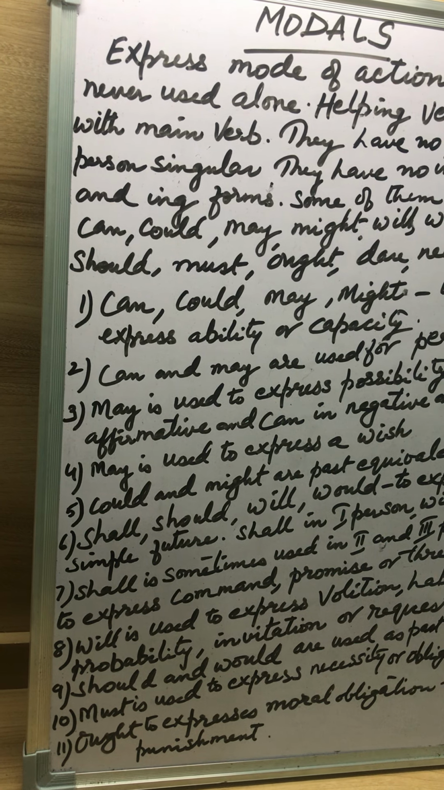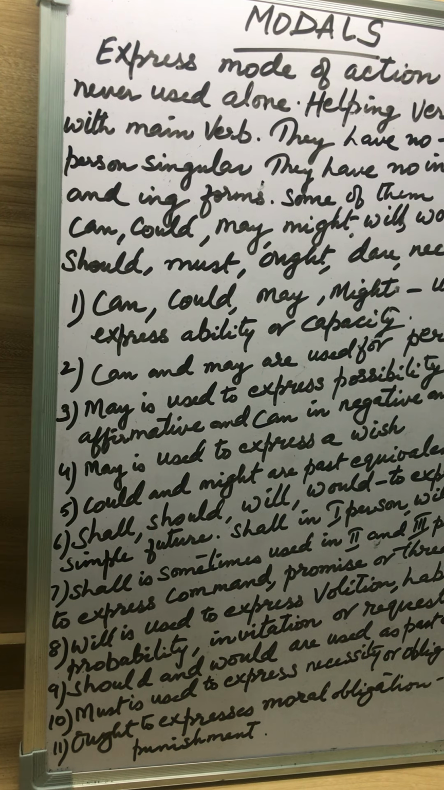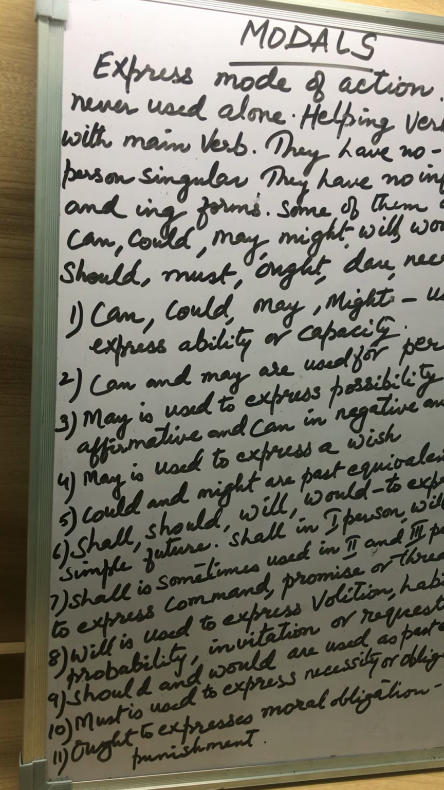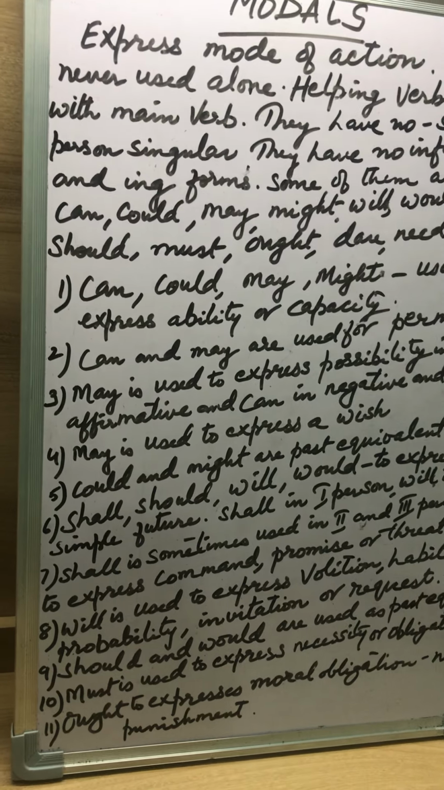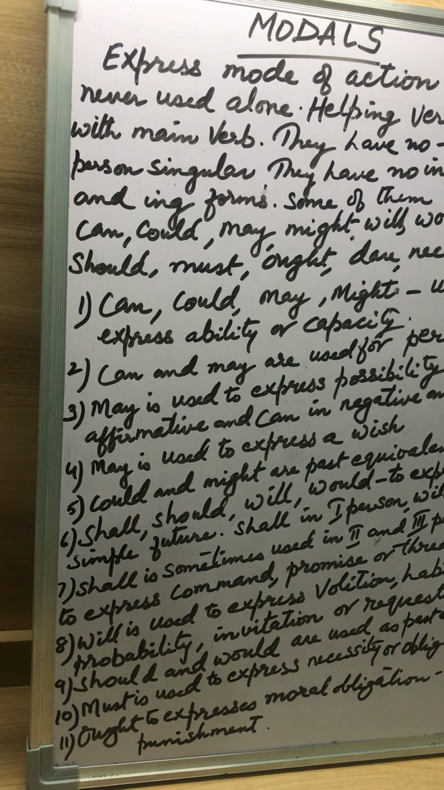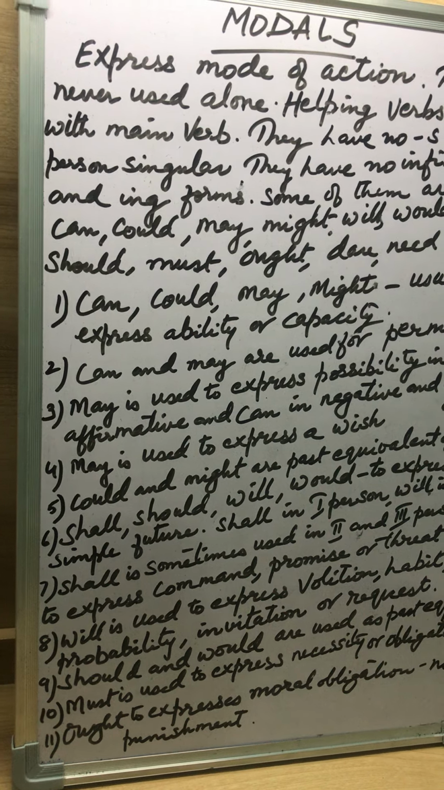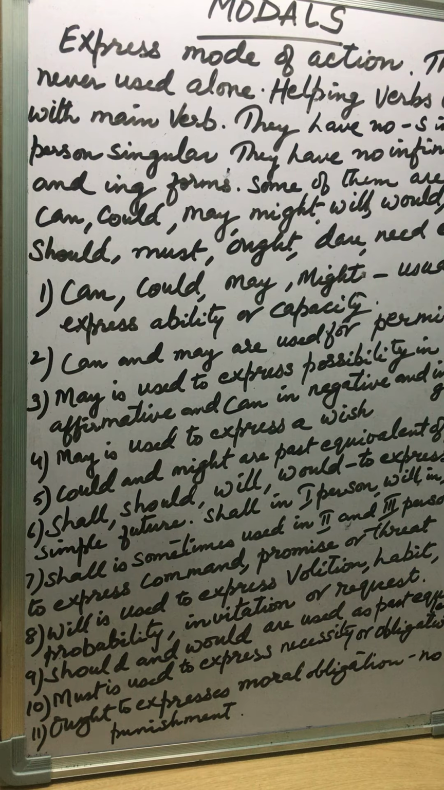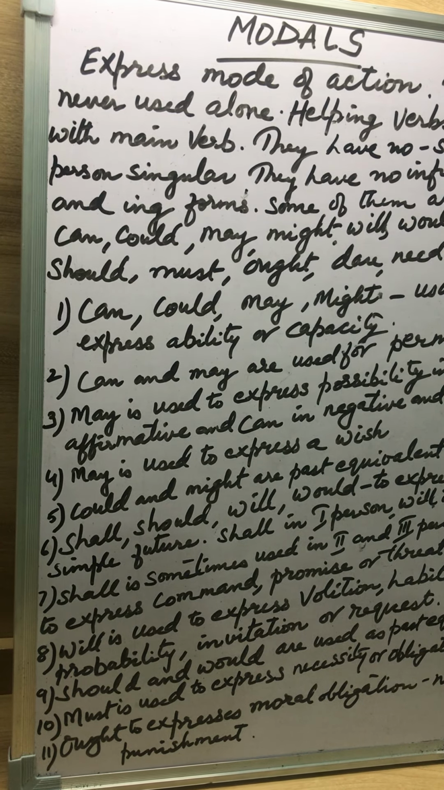And will is used with first person to show volition. I will carry your books, or a promise, I will try to do better, or a determination, I will succeed. Sometimes will is used to show characteristic habit. As for example, he will talk about nothing but films. She will sit for hours listening to the violins.